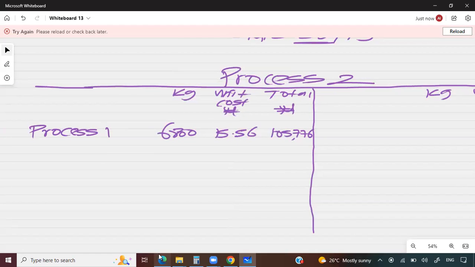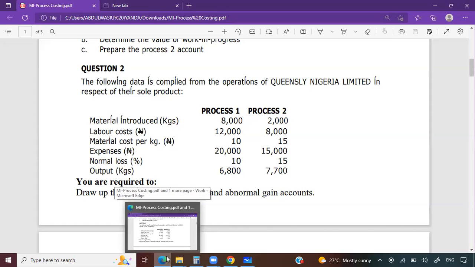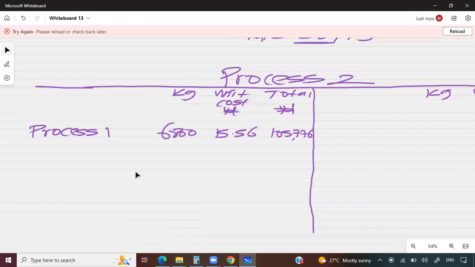Okay, so let's go to process 2 now. We are through with process 1, and we need to focus on this. In process 2, a material was introduced.